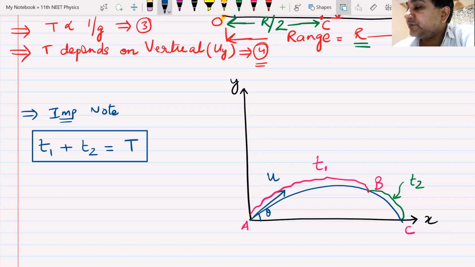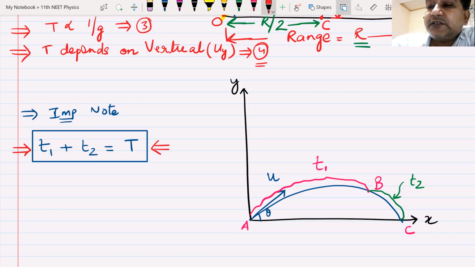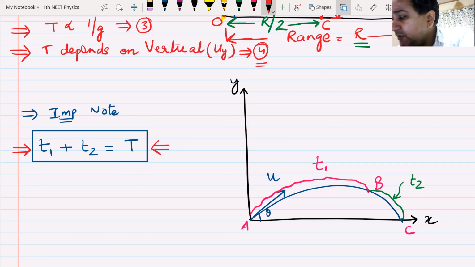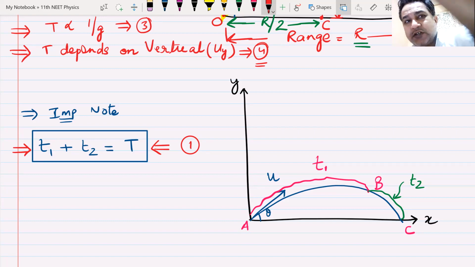Do we understand this, everyone? Can I have some raised hands that we understand this? Okay, so that is the first thing that you must remember about any general point B. The time taken to go from the lowest point to point B is T1. The time taken to go from B again to the lowest point is T2. T1 plus T2 will always be equal to capital T, which is the time of flight.